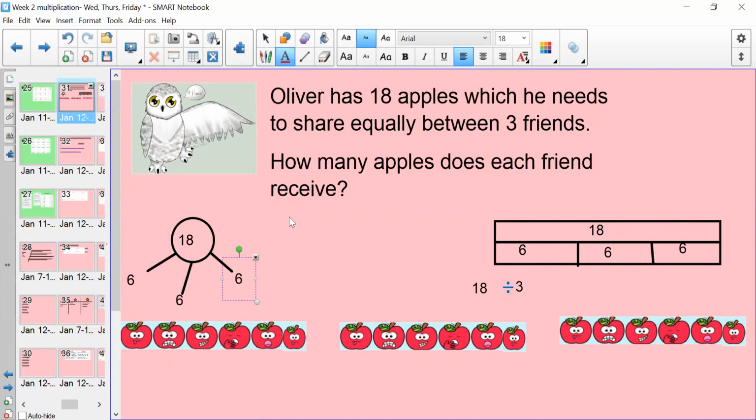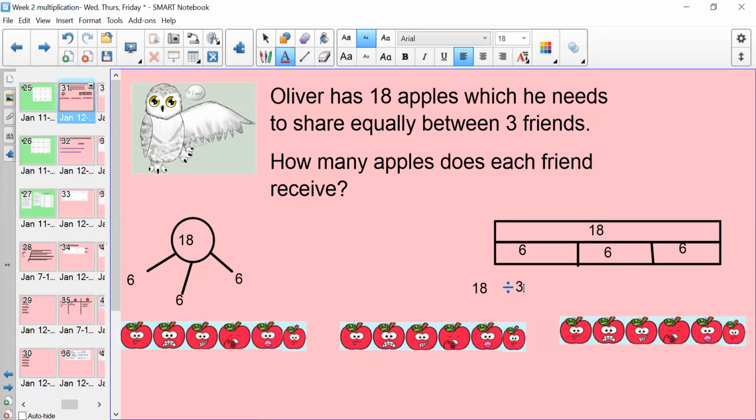Now it's really important that when we are dividing, we know that it needs to be equal. That is the key when we are dividing. So we can't, for example, say that this friend gets 5 and this friend gets 7 apples, which still equals 18. So 6 plus 7 plus 5 still equals 18, but we have not shared it equally. And that's really important, that each person gets the same amount. It's an important thing to remember when we're dividing.